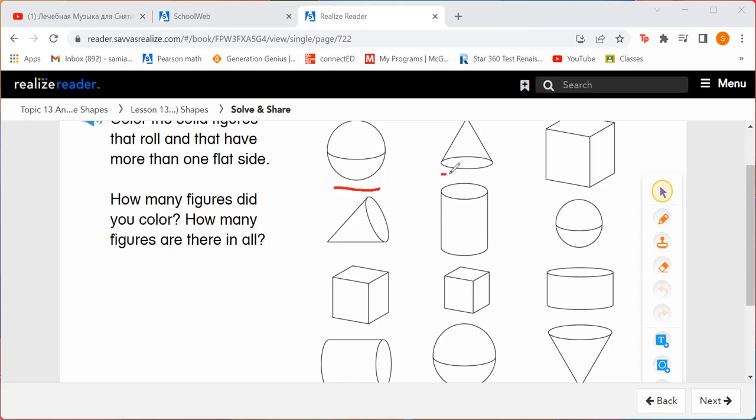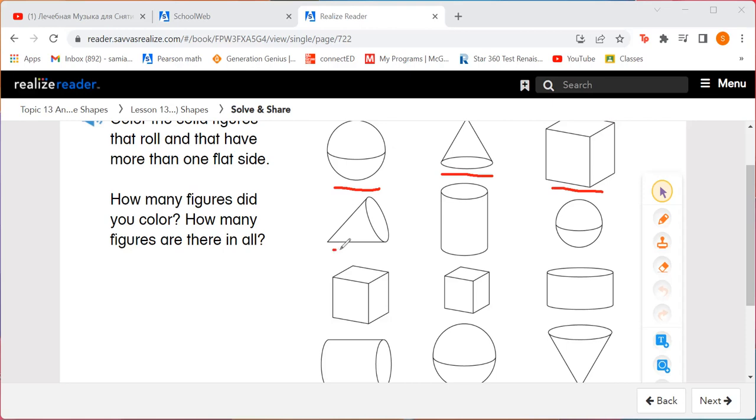Let's look over here at this object. This is a cone. Does it roll? Yes, it can roll, but does it have more than one flat side? Well, I see one flat side, but it doesn't have more than one flat side. How about this cube? Does this cube roll? No. So we're not even going to count the sides because it doesn't roll.